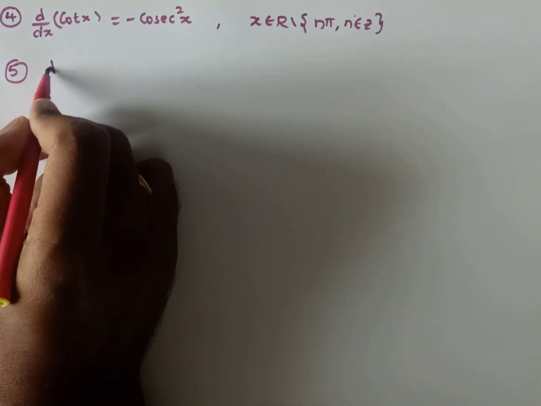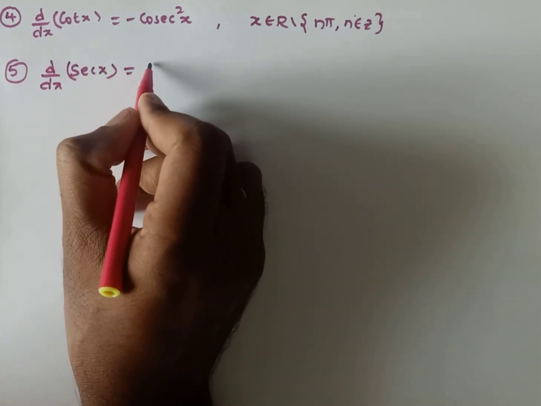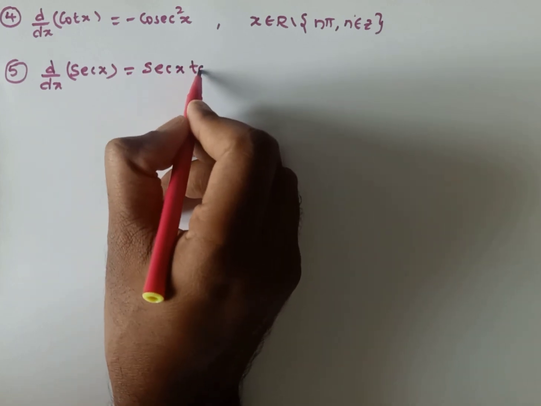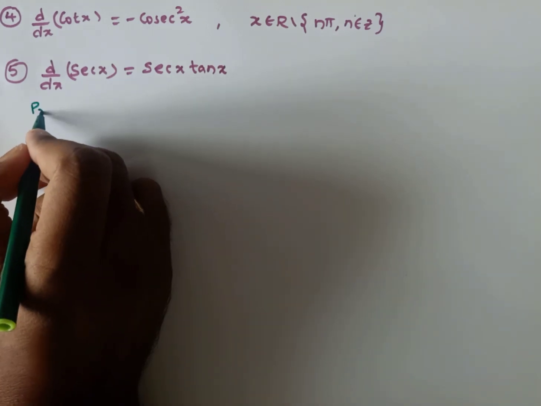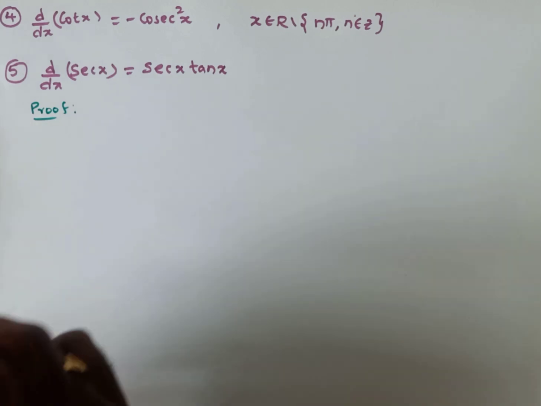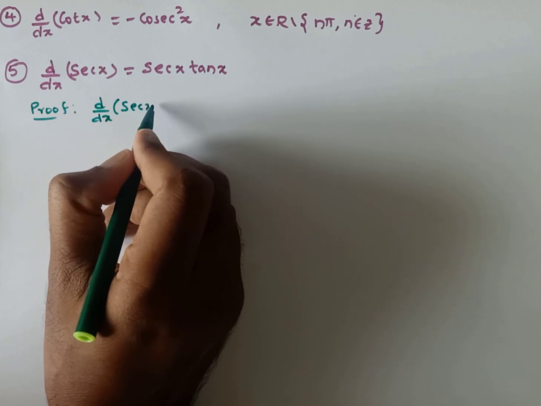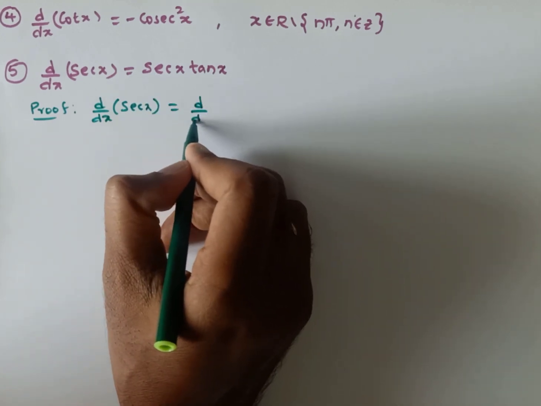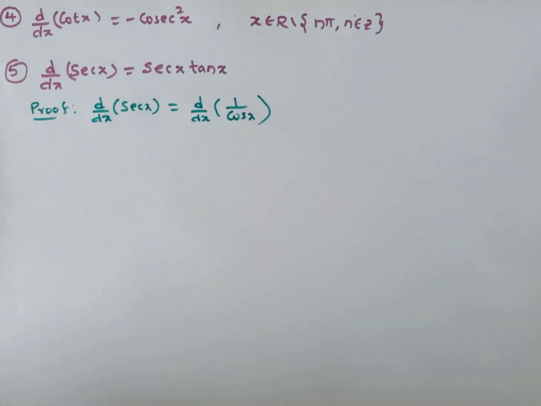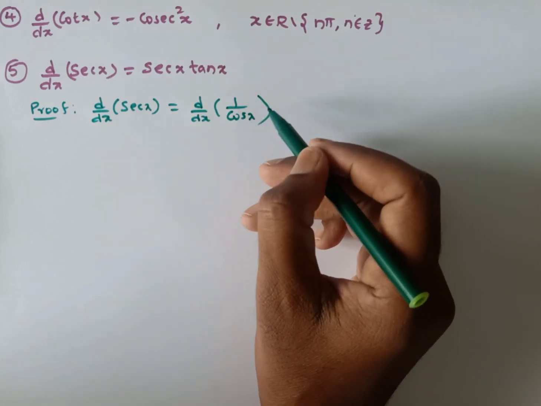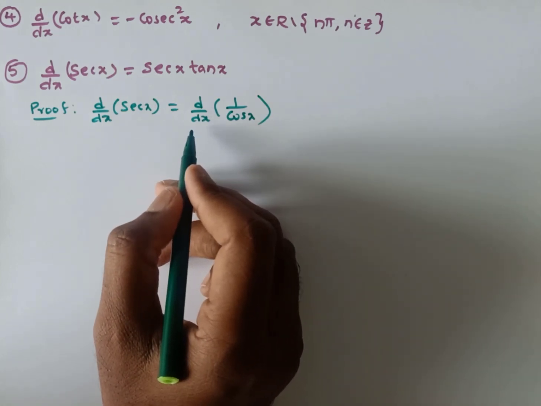Yeah, next ratio is d by dx of secant x. So the derivative of secant x is secant x into tan x. Now how to use this? We can evaluate the derivative of secant x by using the reciprocal rule. Since secant x can be expressed as 1 by cos x, it is in the form of 1 by u. The derivative of 1 by u is minus 1 by u square into du by dx.